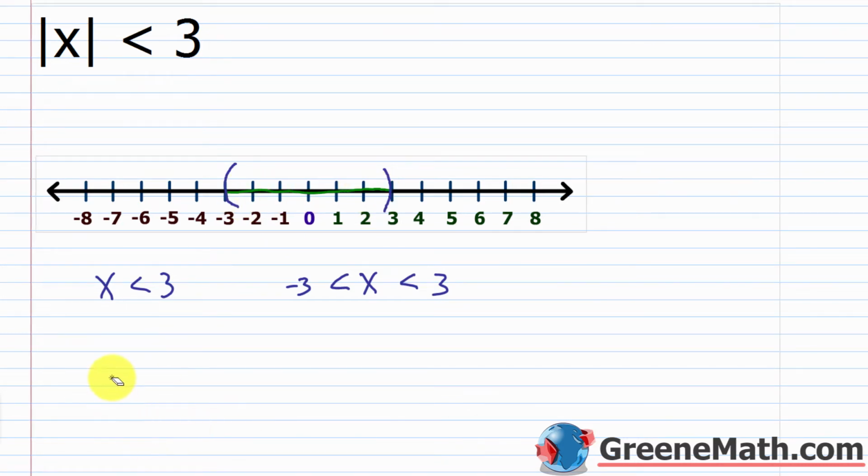And again, let me just erase this real quick. You could write something like this in interval notation pretty easily. You would put -3 next to a parenthesis, comma 3. So that's your solution set for this.